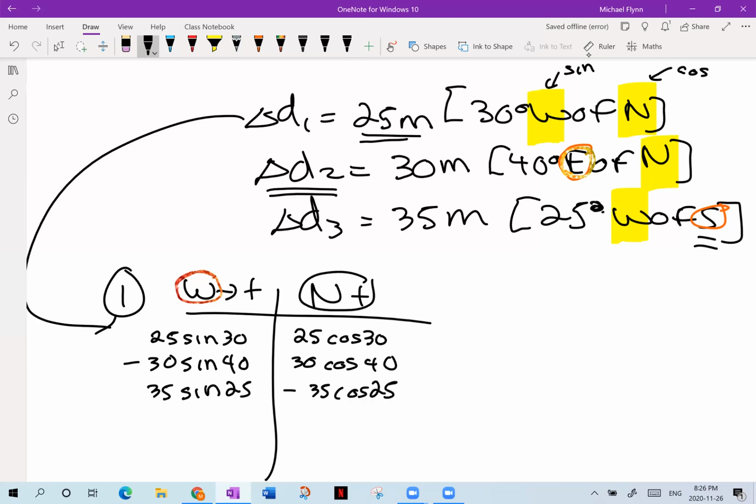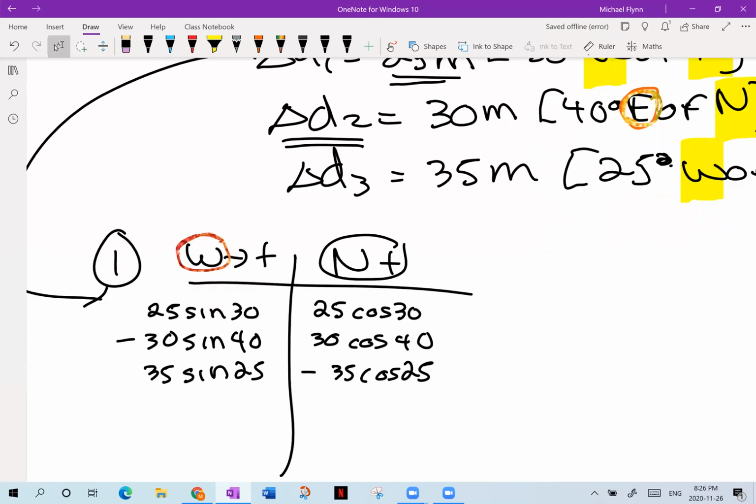Now, can I just point something out? That looks like all the norths go with cos and all the west go with sine. That's true in this question, but it's not always true.